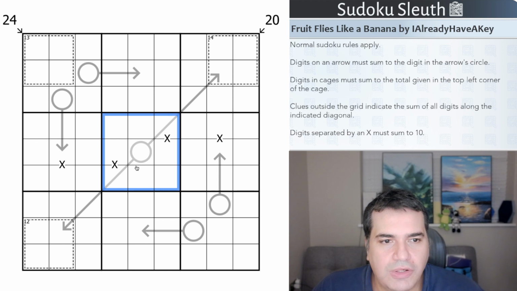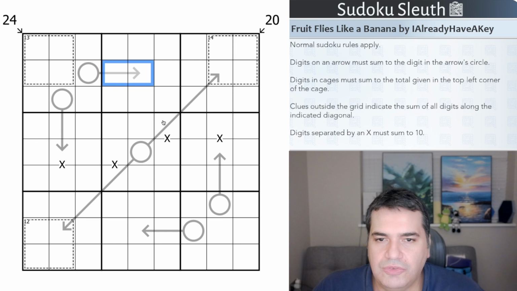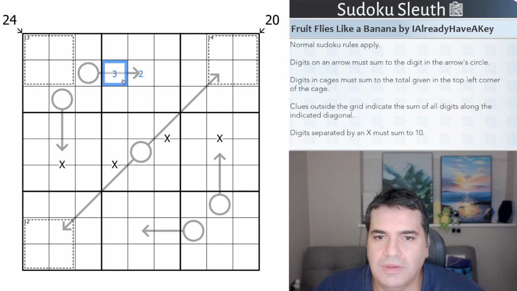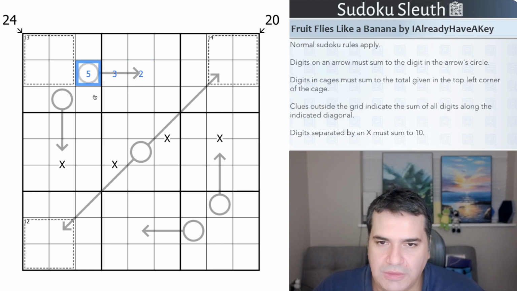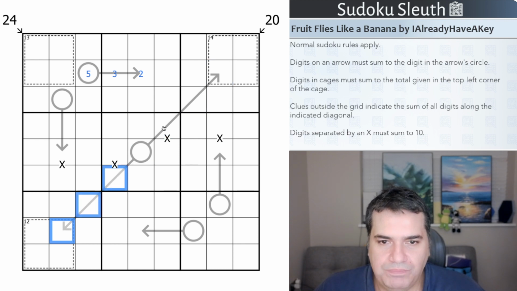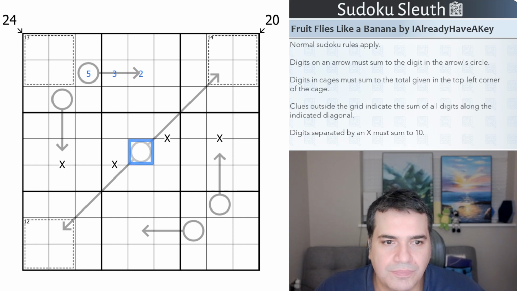We have digits on an arrow must sum to the digits in the arrow circle. Let's take a look at this arrow, for example. If these were 2 and 3, the sum of what's on the arrow is 5, and that's what would have to appear in the circle. We've got a few of these, such as another one there. Fairly lengthy double one. So obviously count this as one sum, and the sum has to be equal here because it's got the same sum in the circle.